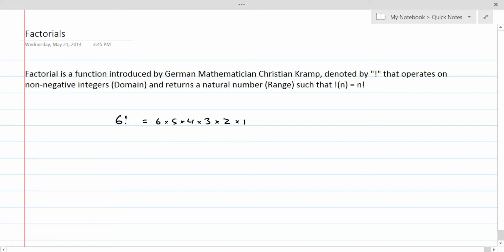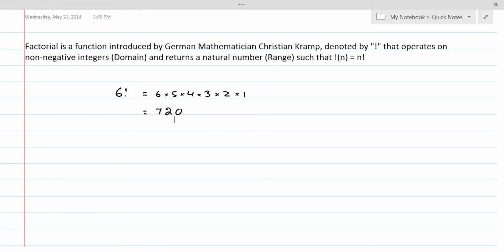And if we take the product, that should be equal to 720. This means 6 factorial is equal to 720. So let's take this as example 1. And if we take another example, in this example we will take 7 factorial over 5 factorial.